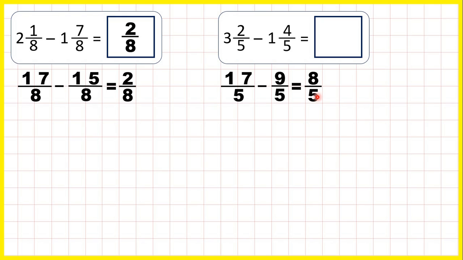But we can change that back into a mixed number by dividing. 8 divided by 5 is 1 remainder 3, and the denominator stays the same, so our answer is 1 and 3/5.